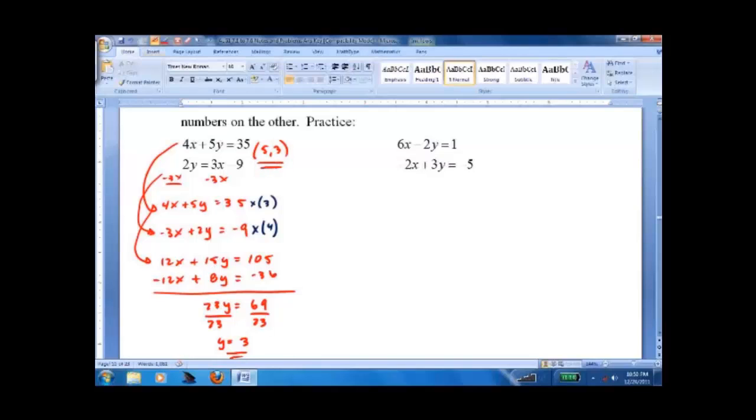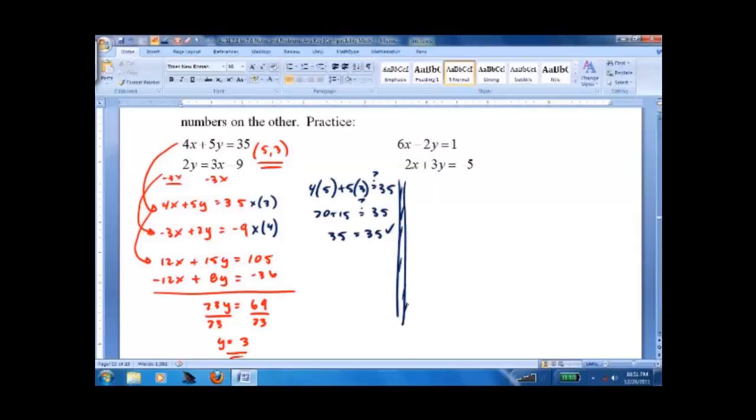We used the bottom equation, so we will check with the top equation. 4 times 5 plus 5 times 3 should equal 35. 20 plus 15 does equal 35. 35 equals 35.